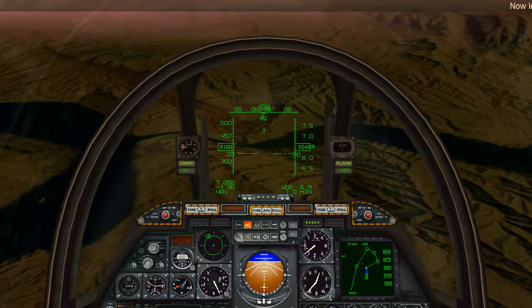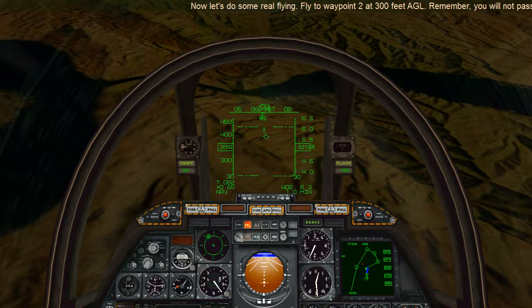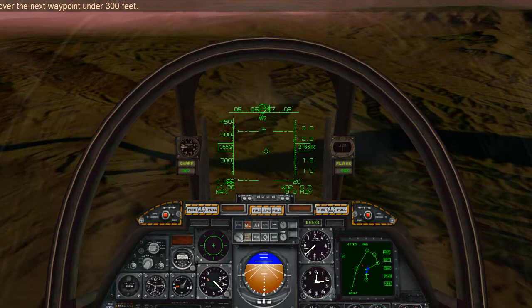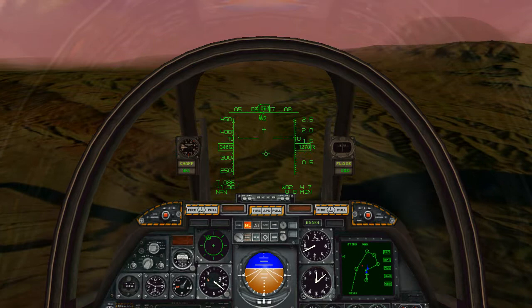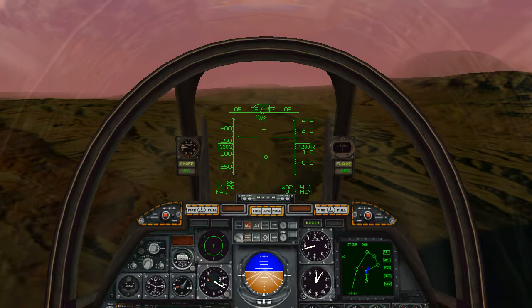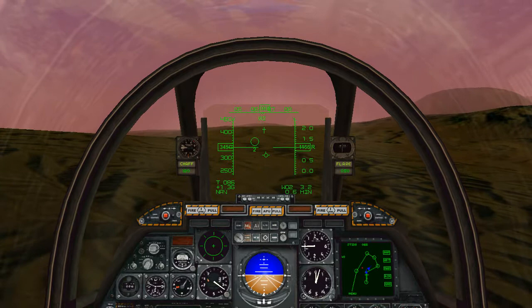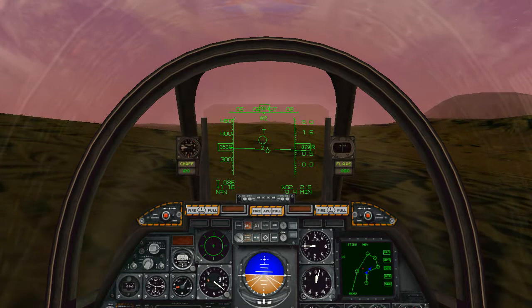Now, let's do some real flying. Fly to waypoint 2 at 300 feet AGL. Remember, you will not pass the mission if you don't fly under 300 feet. Don't be afraid. Lower your plane slowly to 300 feet.